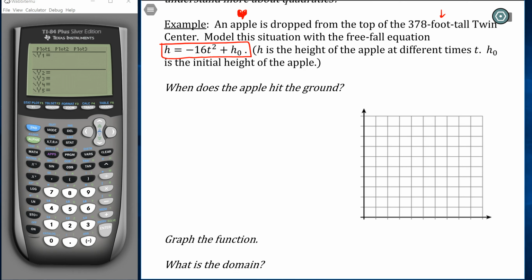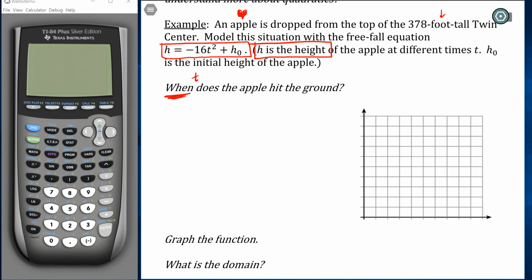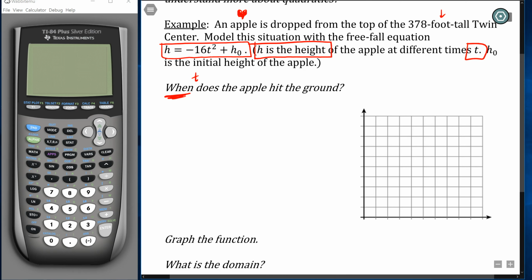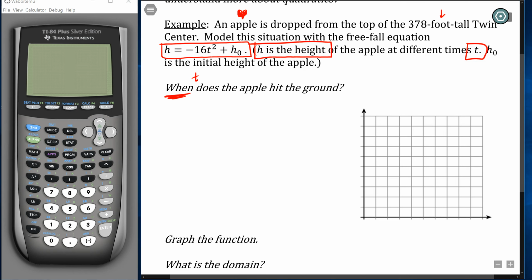Now we're going to need to plug some things in. First of all, I'm solving for t in this equation. So when I rewrite my equation, t is the variable. H is going to be the variable that represents height, and it's going to be the height at different times t. So basically, after 1 second, how high is it? After 2 seconds, how high is it? After 3 seconds, how high is it? So h and t are changing depending on what time you're using. Obviously, if it's 300 seconds later, it's probably hit the ground.